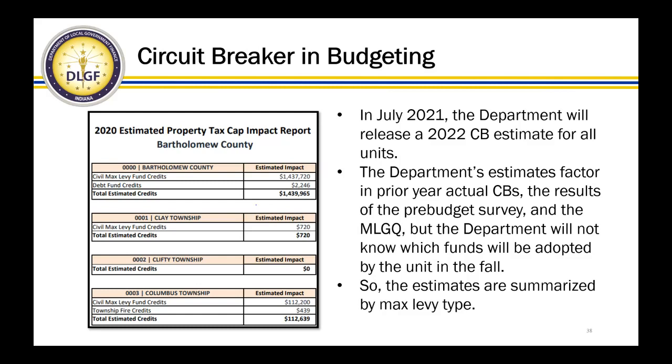For Clay Township, whether it's one fund, five funds, 10 funds, we think that their civil funds together are going to see $720 worth of losses. Clifty Township historically has not had any circuit breaker loss, so that's what we're going to be estimating. And then for Columbus Township, same idea. We are estimating the circuit breaker loss associated with their civil funds at 112 and their township fire funds at 439. When the department releases its estimates, we don't know what funds you're going to have, but we can put together an estimate for the amount of loss you'll be spreading across all of your funds.